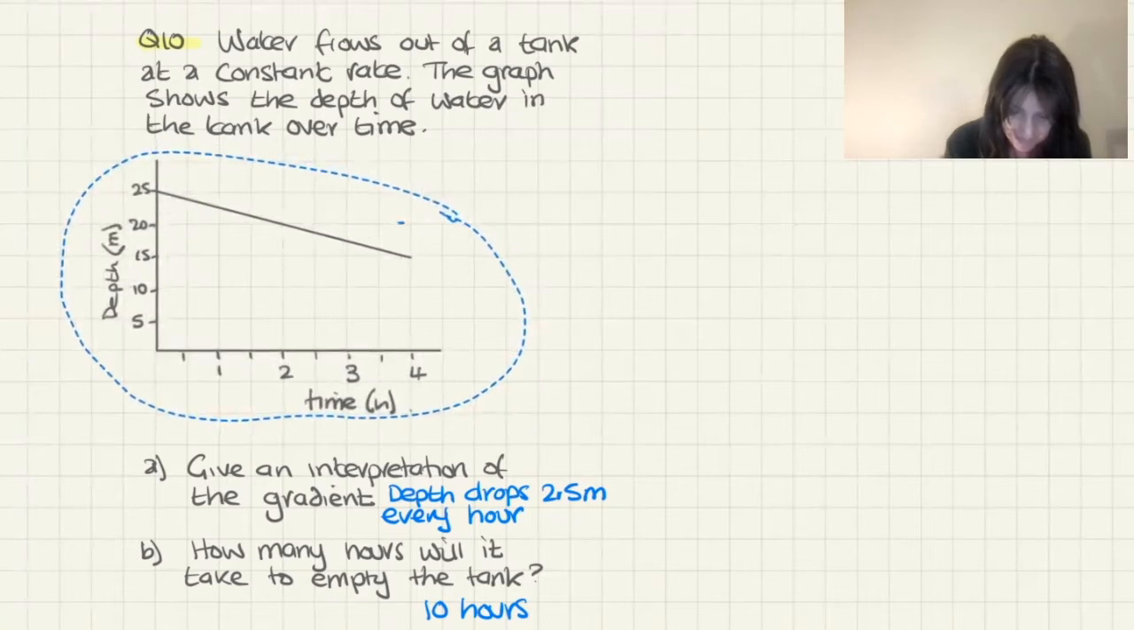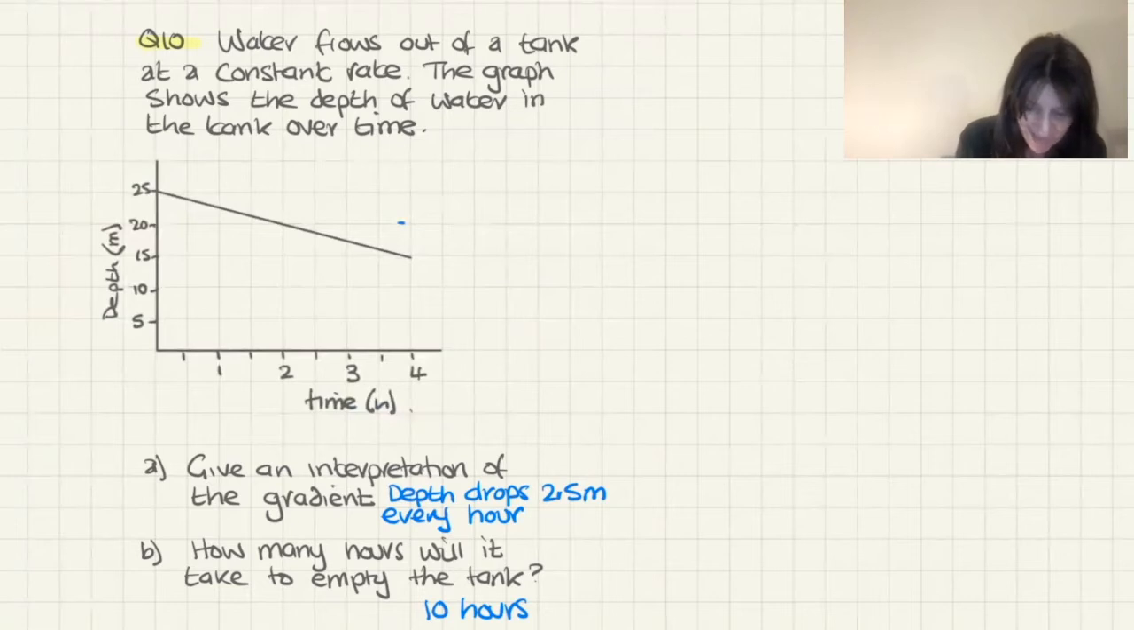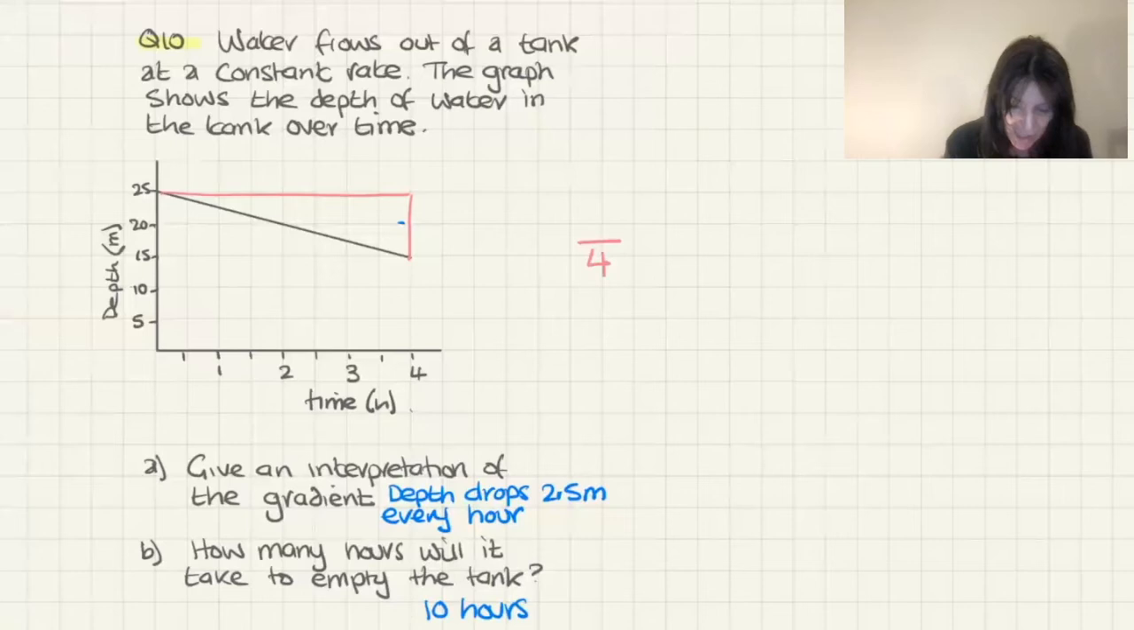That's a bit better. So I am running forward. I have a run of 4 and I'm going down, obviously 2 squares, but I'm using the scales. So I'm at 25 here, I'm at 15 here. So the difference between those two is 10. So I'm doing 10 meters every 4 hours.